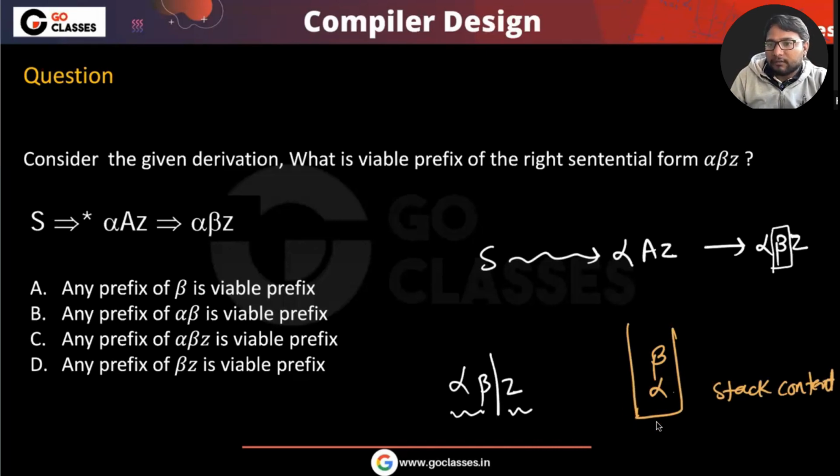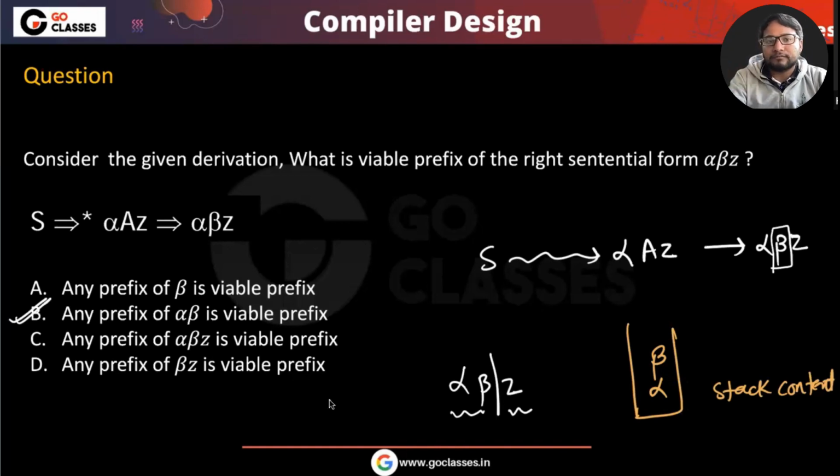See, alpha can be the viable prefix, right? Alpha beta can be the viable prefix, right? Like that. So any prefix of beta, no. Any prefix of alpha beta, yes. Any prefix of alpha beta is the correct answer here. Any prefix of alpha beta z, no. Beta z, no. So any prefix of alpha beta. So whatever is the stack content, a prefix of that, or maybe that itself, is the viable prefix, right? So whatever can appear on the stack is actually the viable prefix.